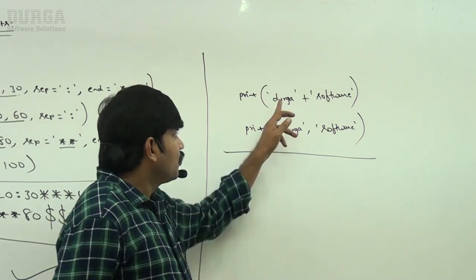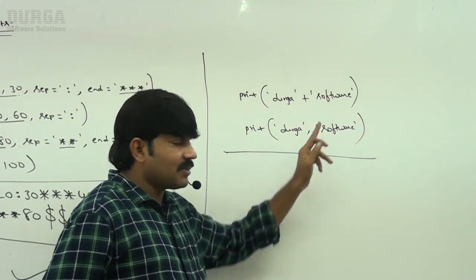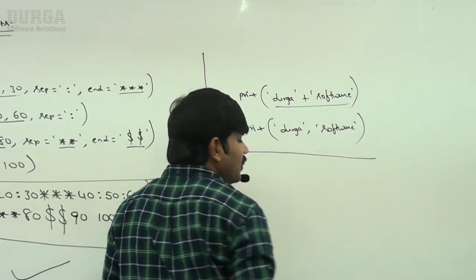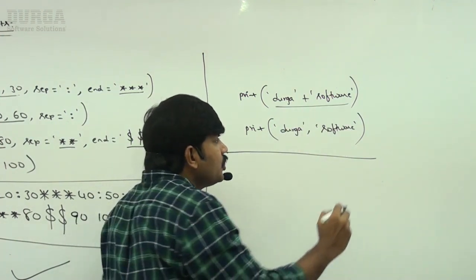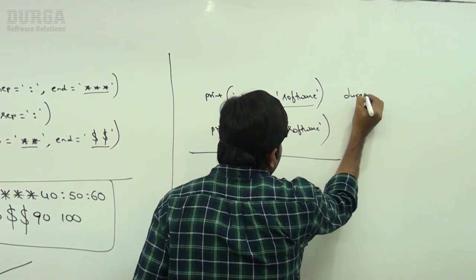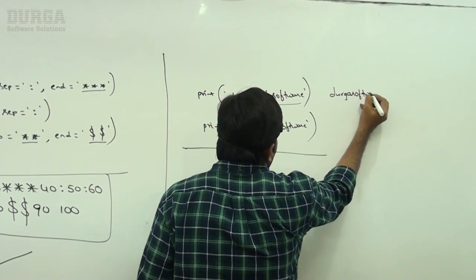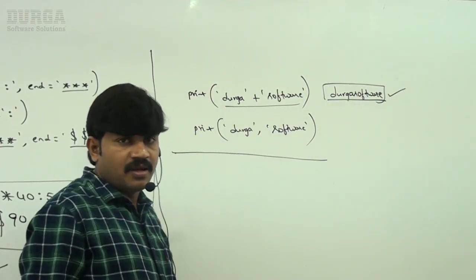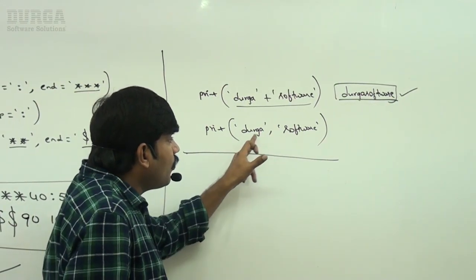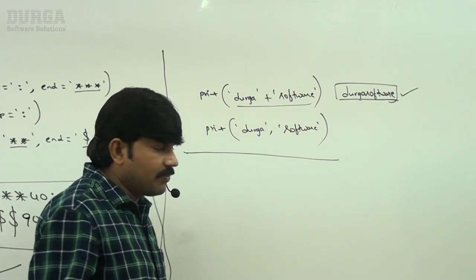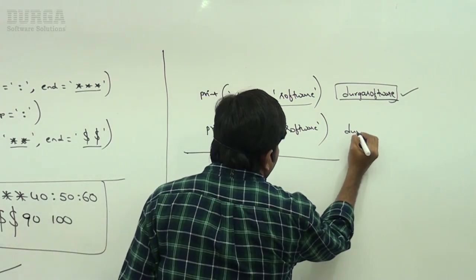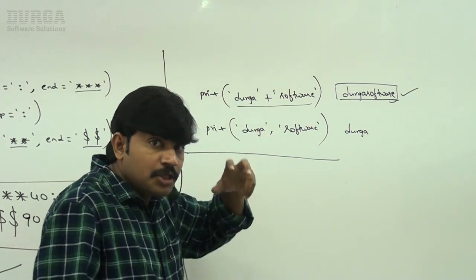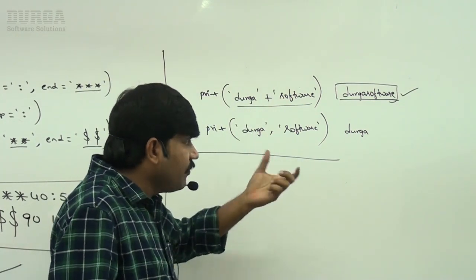Yes, friends. Durga plus software, Durga comma software. Very simple. Durga plus software means concatenation is going to happen. This total thing will be converted to a single string: Durga software. This is the output we are going to get, with no space in the middle. But here, how many arguments are there? 2 arguments are available. That's why the first argument will be printed, and then comma means a space. Are you getting it? Comma means a default space.